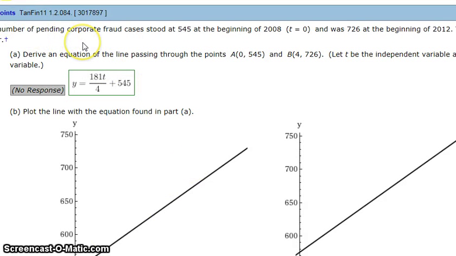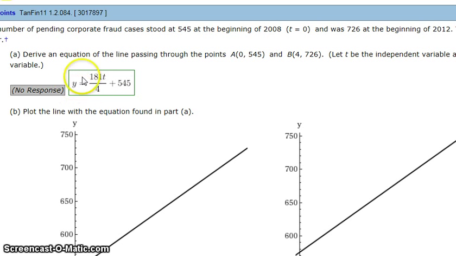For number 16, it tells us that when we start in 2008, we have 544 fraud cases. So that's this point, our starting point, and then how many fraud cases we have. And then 4 years later, we have 726. So that's 2 points. We have two x and y values. And the problem just wants us to find a straight line that goes through those 2 points.